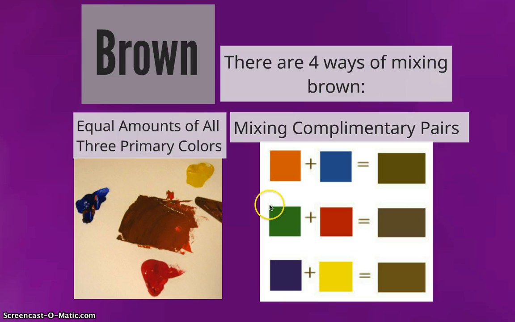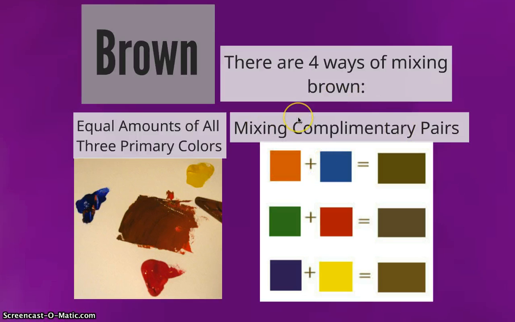That's right. When you mix complementary pairs, you are actually mixing all 3 primaries because you've got blue here, and then hidden in this orange is red and yellow. So when you're mixing blue and orange, you get brown because you're really mixing all 3 primaries.